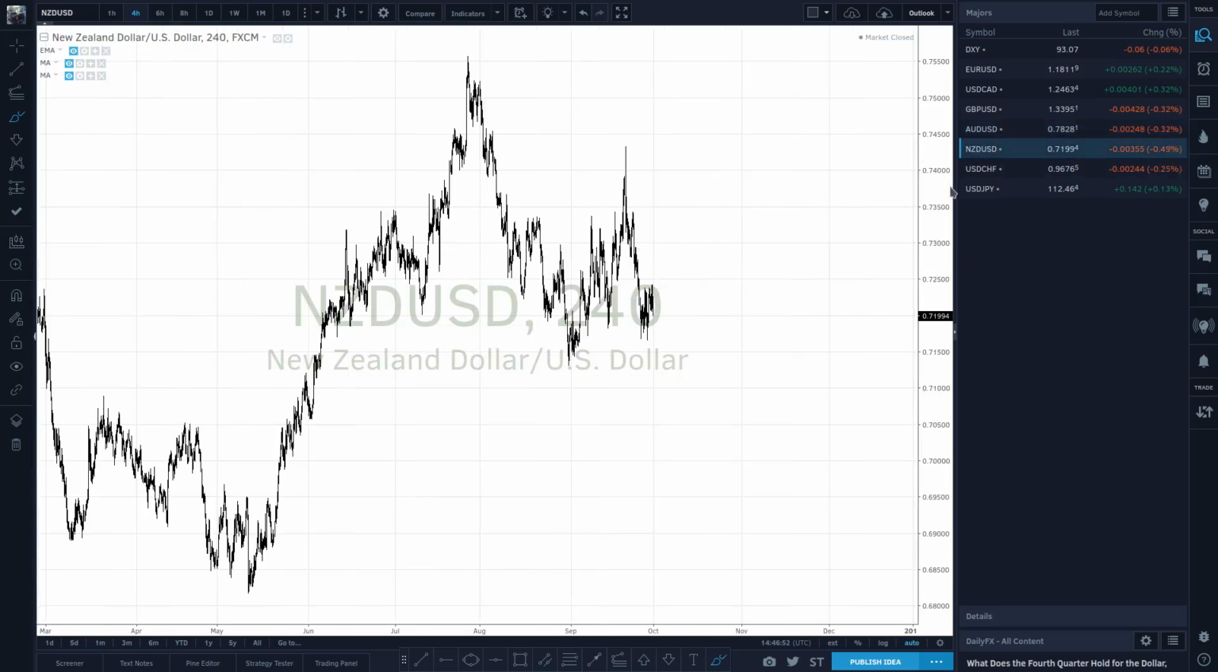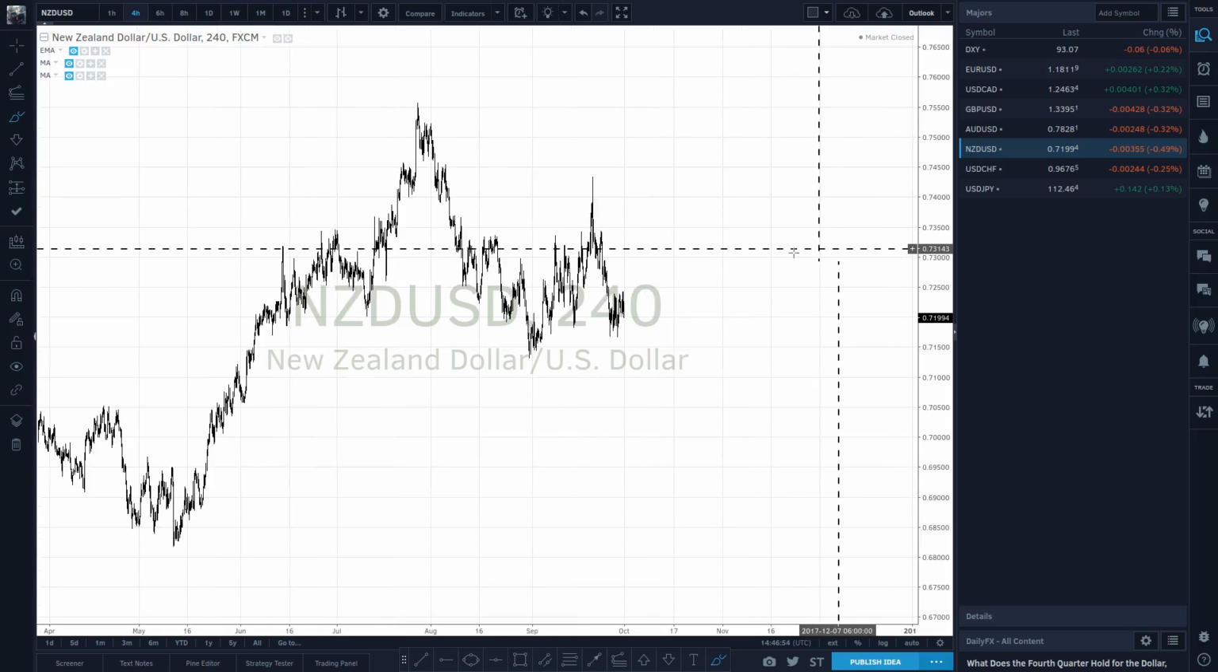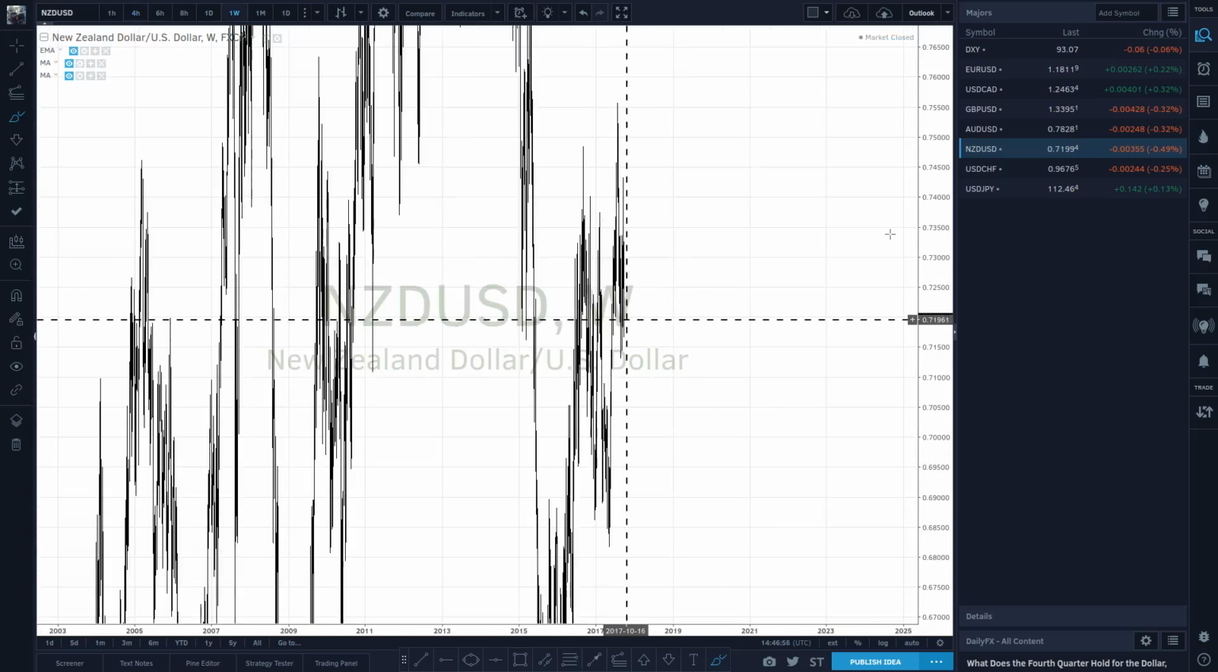New Zealand dollar. Let's take a quick look at the weekly.